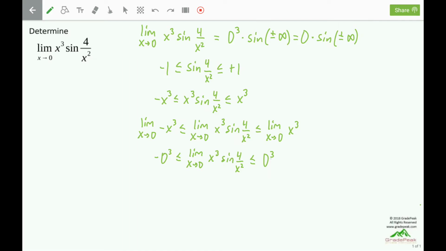0 cubed is 0. The negative of 0 is also 0. Again, 0 cubed is 0. And now the middle limit is being squeezed between 0 and 0. Since it's between 0 and 0, due to the squeeze theorem, it has to also equal 0. So the limit as x approaches 0 of x cubed sine of 4 divided by x squared is equal to 0. And we have determined the limit and found it to be 0.